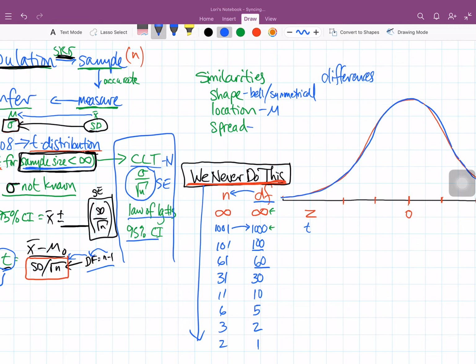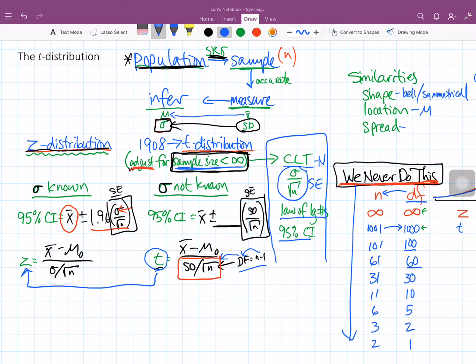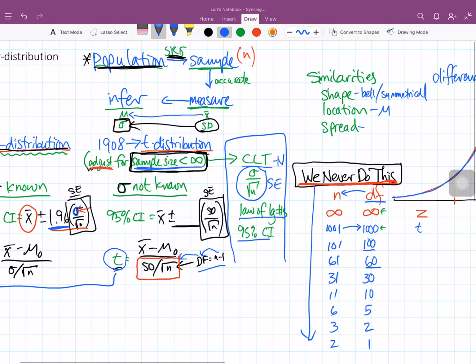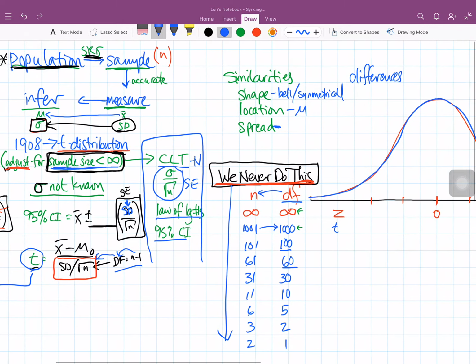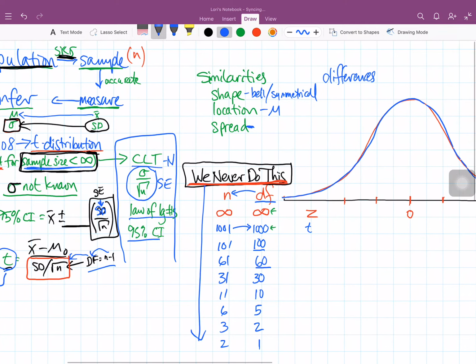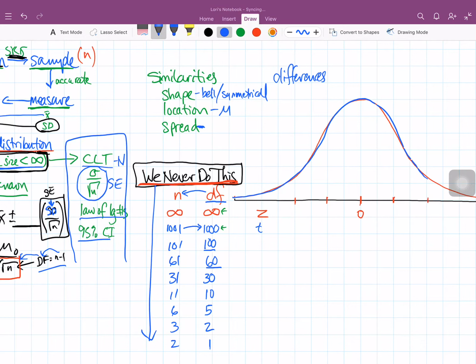So remember, sigma is constant and fixed, and so we end up with a spread that is very consistent, whereas the sample standard deviation right here is measured with error, and so that dictates how far things are spread out. So that is one of the important differences, is that depending on the sample size, the shape has a lower peak. The t distribution has a lower peak, and it can be more spread out.